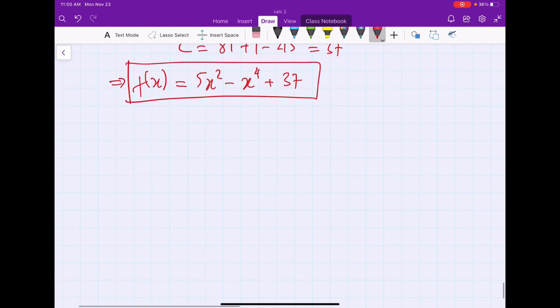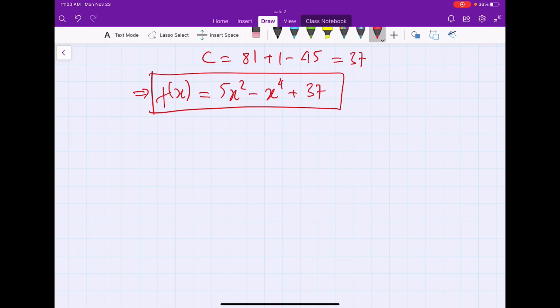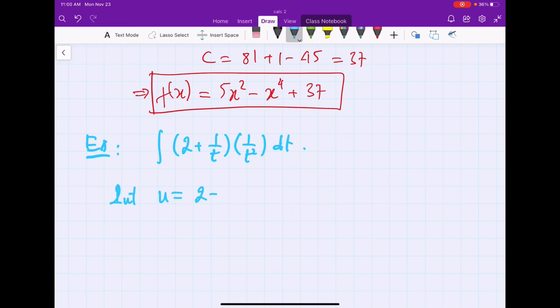And then let's solve a couple more examples on the substitution. So the next example would be the indefinite integral of (2 plus 1 over t) times 1 over t squared dt. For this, I'll put u equal to 2 plus 1 over t, and I have du is negative dt over t squared.